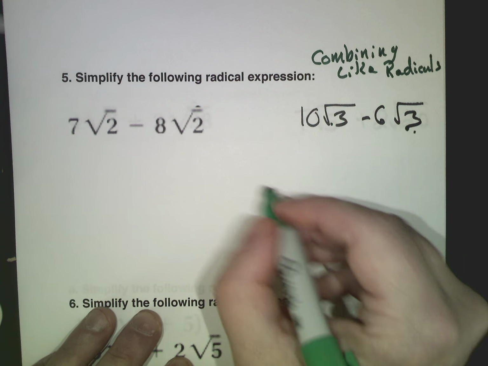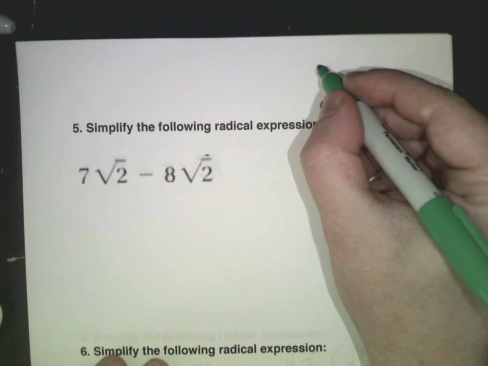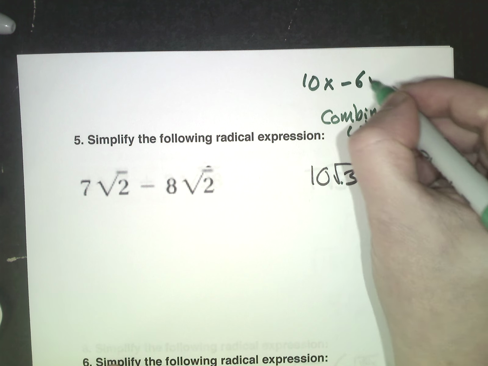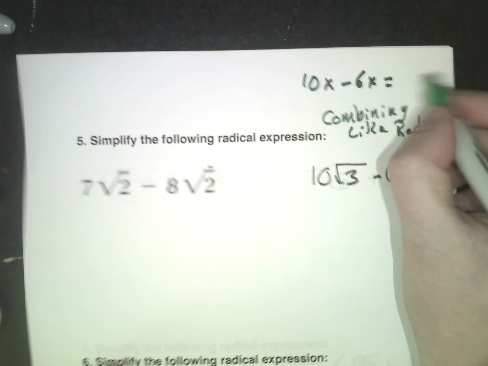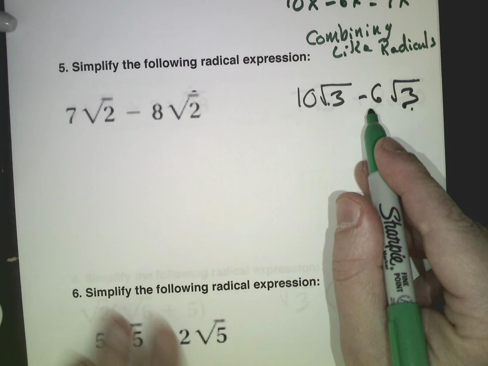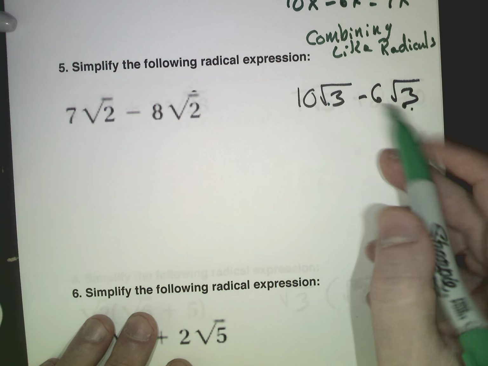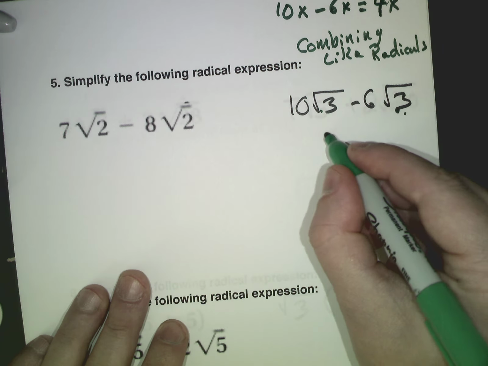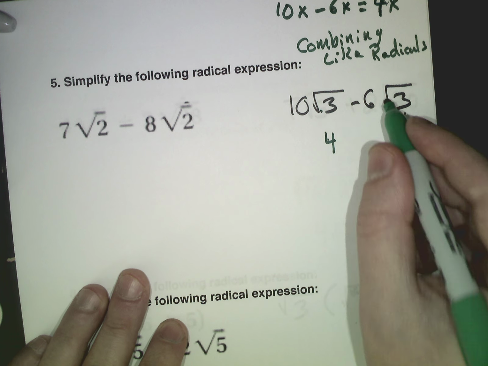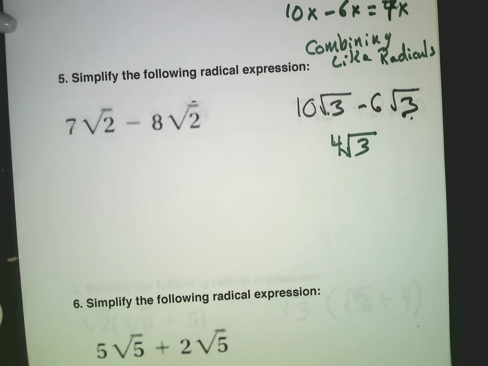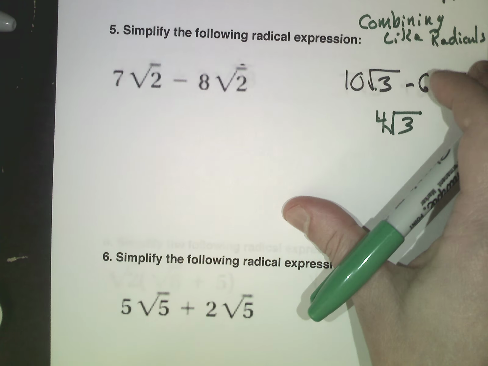This is just the same as if I said something like, to give you an example, 10x minus 6x. Well, that would just be 10 minus 6, 4x. The same thing works in this. 10 minus 6 is 4. Square root of 3, I just bring down. That's just a like radical. I don't do anything with it. Look at problems 5 and 6.